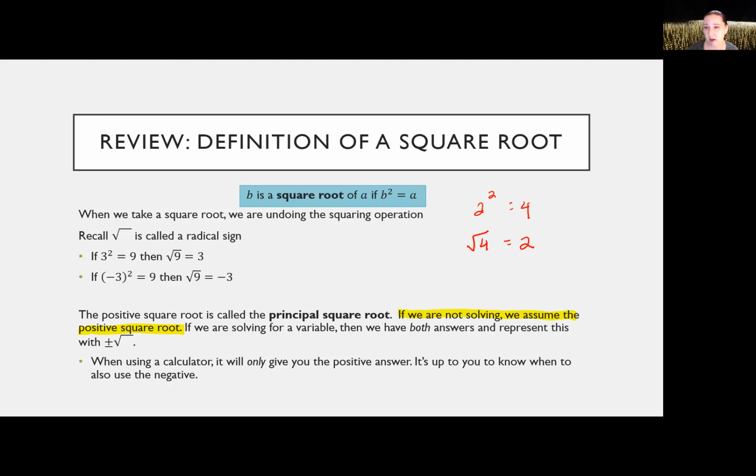And when you put a square root in the calculator, it always only gives you the positive. So you have to be aware of when you need the positive and when you need both, because the calculator will not give you both.